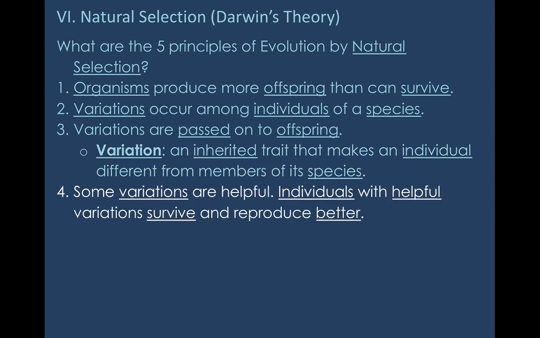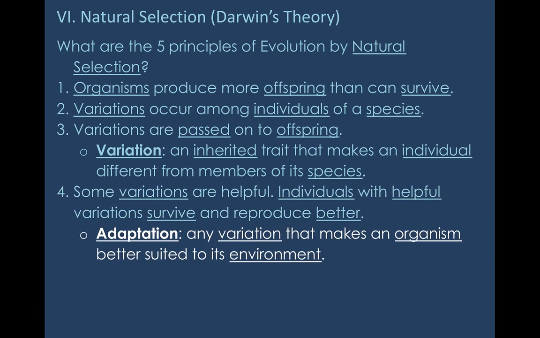All right, so some of those variations are going to be helpful. And by helpful, we mean that they are able to survive better in their environment. So those individuals with the helpful variations are going to be more likely to survive and more likely to reproduce. The ones that have the helpful variation for survival are most likely the ones that are going to live long enough to reproduce and pass those variations on to their offspring. Now, when we have a helpful variation, a variation that makes an organism better suited to its environment, we call that an adaptation. An adaptation is any variation that makes an organism better suited to its environment. Those can take a lot of different forms.